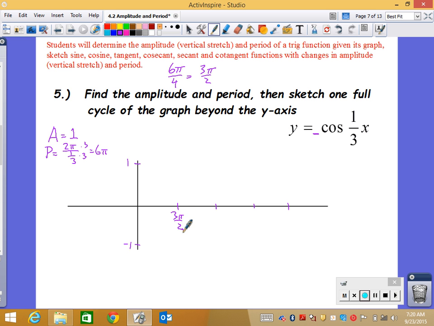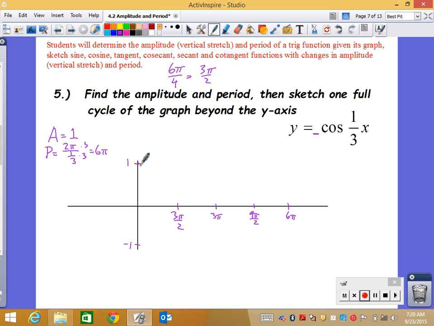3 pi over 2 plus another 3 pi over 2. Well, that's just going to be 3 pi. And then another 3 pi plus 3 pi over 2 is going to be 9 pi over 2. And then 6 pi. Now it's important to know that this cosine graph is going to look exactly the same as every other cosine graph we've drawn before. The only change that we made was what we're labeling my key points as.